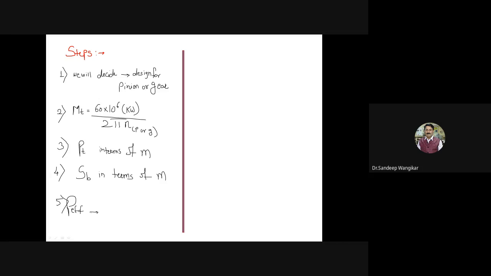Then I will proceed for calculation of P effective. Here I will assume the velocity as 5 meters per second. I will calculate CV. Then proceeding further, P effective is equal to CS PT by CV. PT is in terms of module, therefore P effective also. We will get the value for P effective in terms of module only. I will write more precise, something divided by module. So it will be also in terms of module.